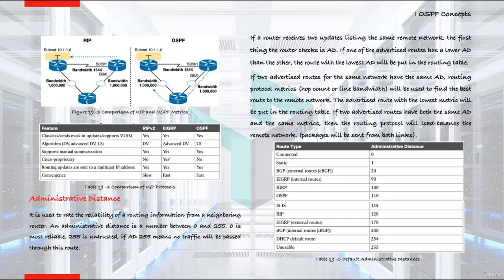0 is the most reliable, 255 is the least reliable, and if the administrative distance is 255, the route is not included in the routing table. If a router receives two updates listing the same network, the first thing the router checks is the administrative distance, and the route with the lower administrative distance is added to the route table. You can also see the administrative distance default values in the table here.